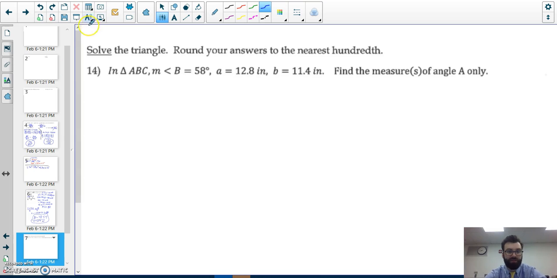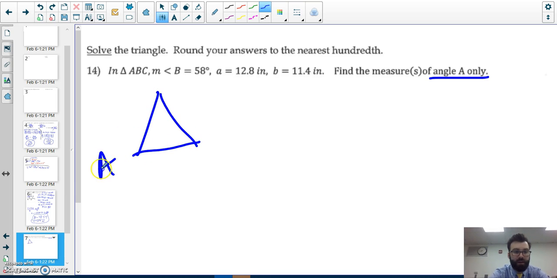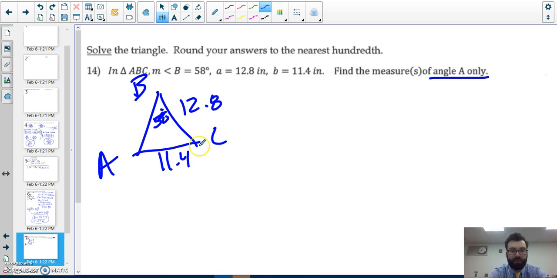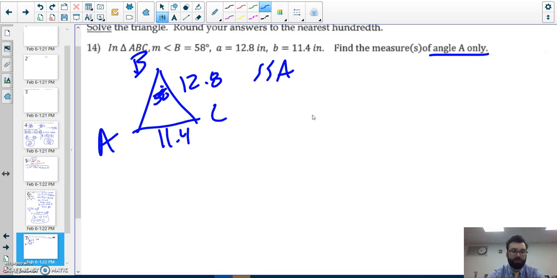14, we got 2 more to do, 5 minutes left. All right, 14. We're only finding the measure of angle A. If you look at this here, I got triangle A, B, C. Angle B is 58 degrees, A is 12.8, and B is 11.4. So I have a side-side-angle, which tells me this is an ambiguous case, so I'm going to have 2 possible triangles.